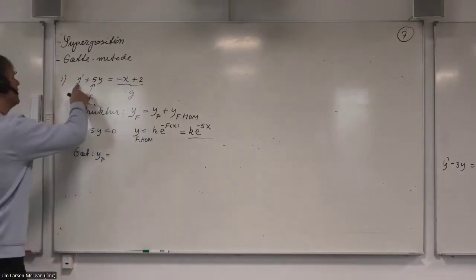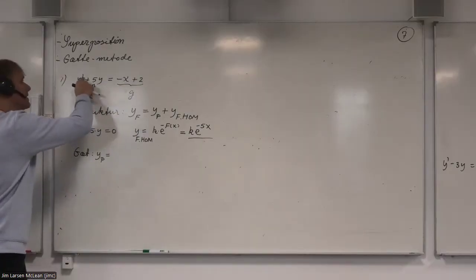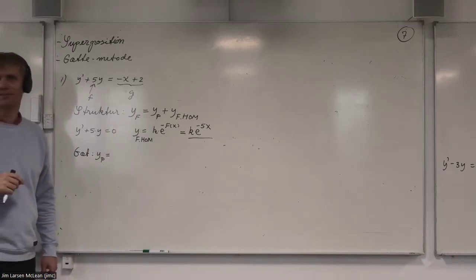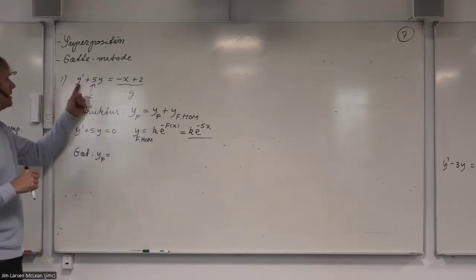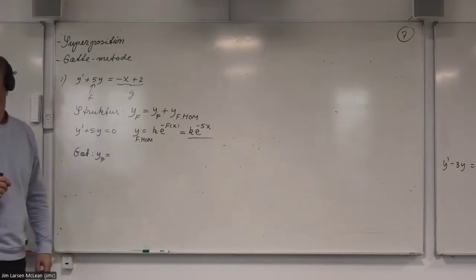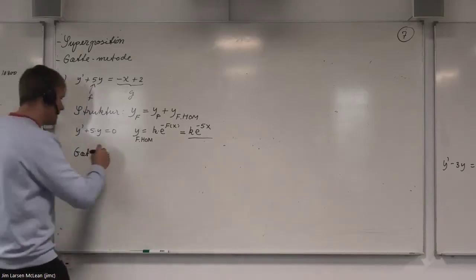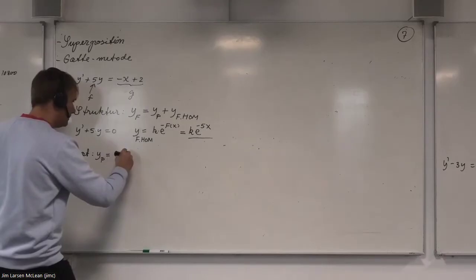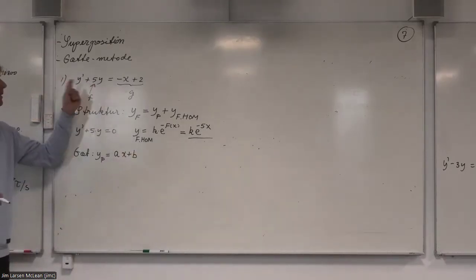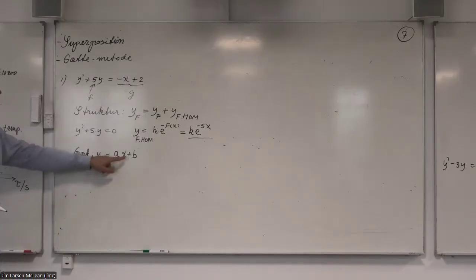Because we know that if you take a linear function and differentiate it and add it to 5 times another linear function, you will definitely get a linear function. Because if you differentiate a linear function, you just get a constant. And a constant added to 5 times some linear function results in another linear function. So I guess a times x plus b.